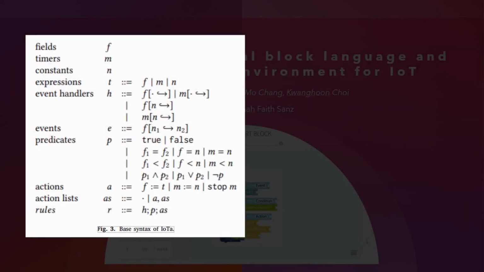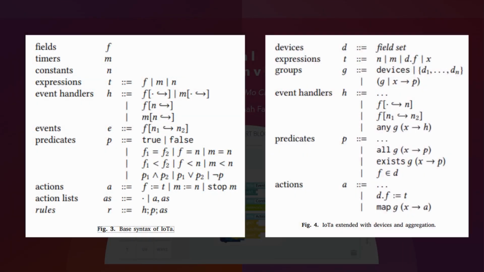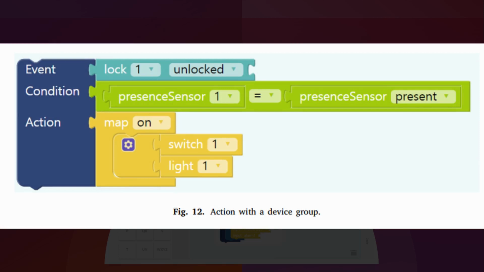The IoT calculus was extended with device groups and aggregation. With this, a custom block for a group of devices was designed. Figure 12 shows a group of devices sharing a common attribute.